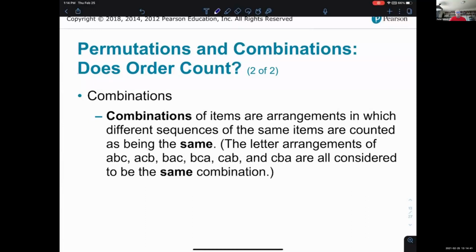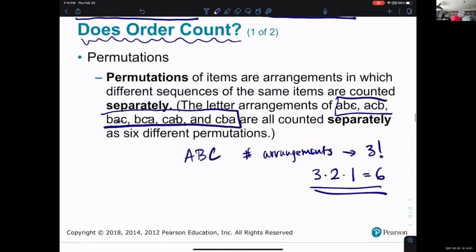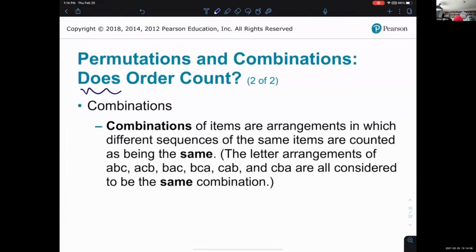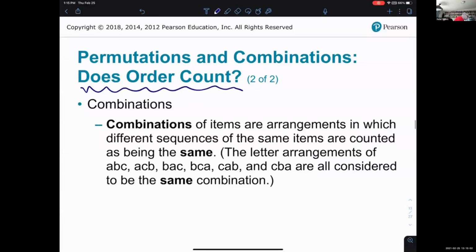So what does that mean? I'm going to introduce a phrase here that encapsulates the difference between permutations and combinations. It's the idea, they say, does order count? Meaning, do you count different orderings? Or the question really will be, does order matter?